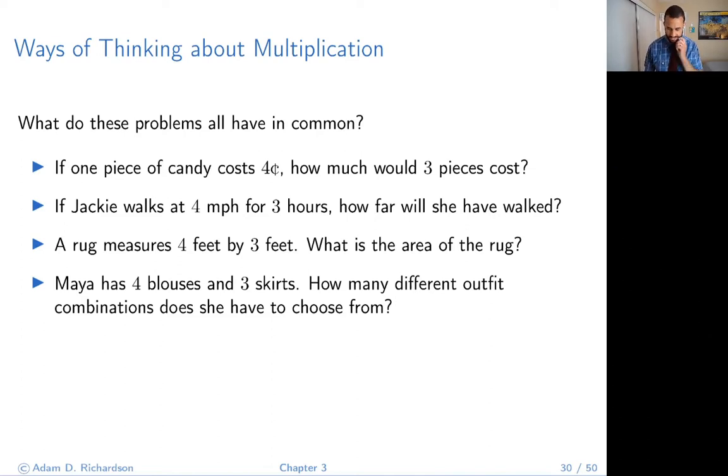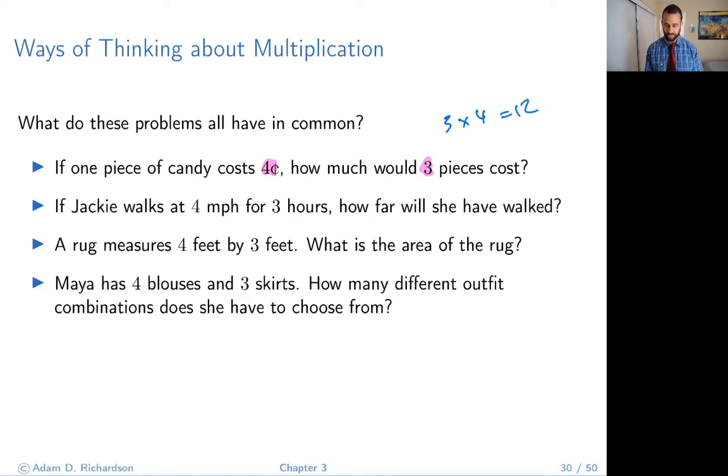Okay, so let's take a look at some of these questions. What you might have noticed right away is that they're all multiplication. They're definitely all multiplication questions, but even more than that, they're actually all the same multiplication question. Take a look at the numbers that appear, right? If one piece of candy costs 4 cents, how much would 3 pieces cost? Well, that's 3 times 4. That's computing 3 times 4 cents, which is 12.